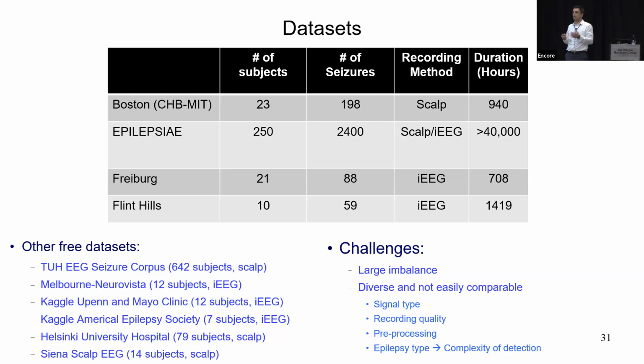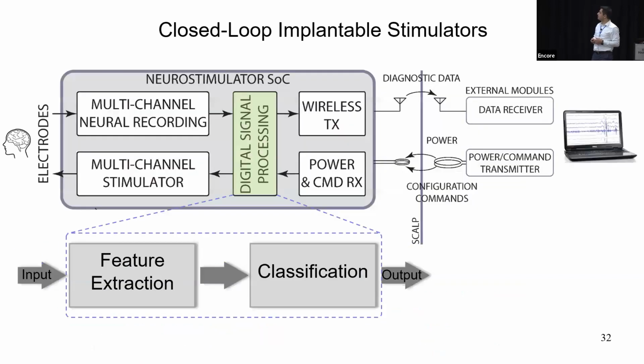This causes a lot of problems with training and testing data-driven algorithms because we just have a very limited number of data points for one of the classes of our data. I'm going to talk more about that when I talk about machine learning algorithms for seizure detection. The other problem is that these data sets are quite diverse and not always perfectly comparable to each other in terms of recording quality, the signal type, pre-processing that is applied to the signal before making the data set available to us, and also the type of epilepsy that they have recorded data from.